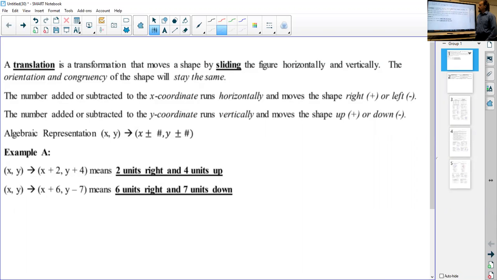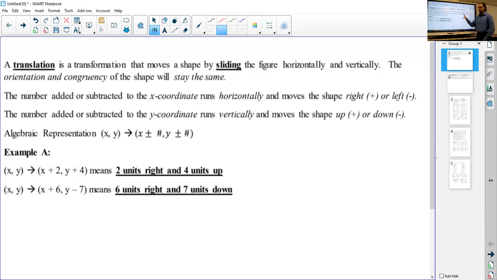How we do this algebraically is we either add or subtract to our x and y coordinates, and it's all based on the directions. Your x-coordinate runs left to right, so if it says move to the left, you subtract from x. If you're moving to the right, you add to x. Same thing for y. If you're going up, you add to y. If you're going down, subtract from y. Here's a couple of examples. X plus 2, y plus 4 means you went 2 to the right and 4 up.